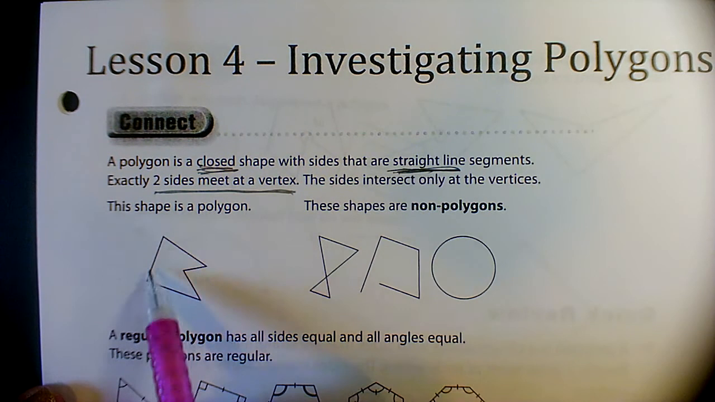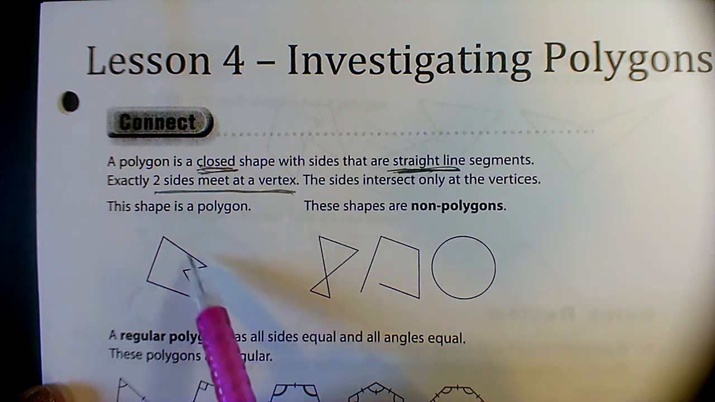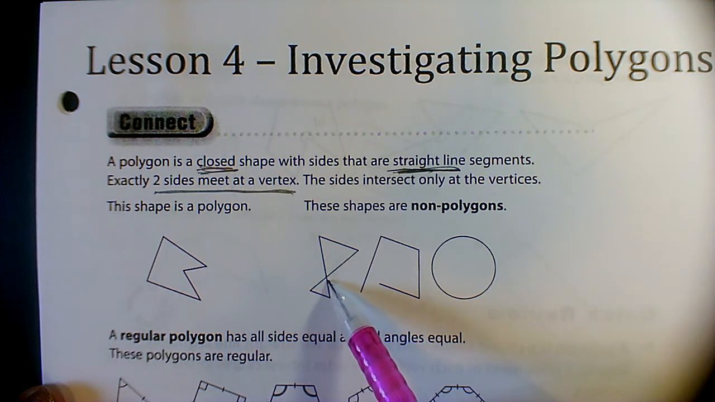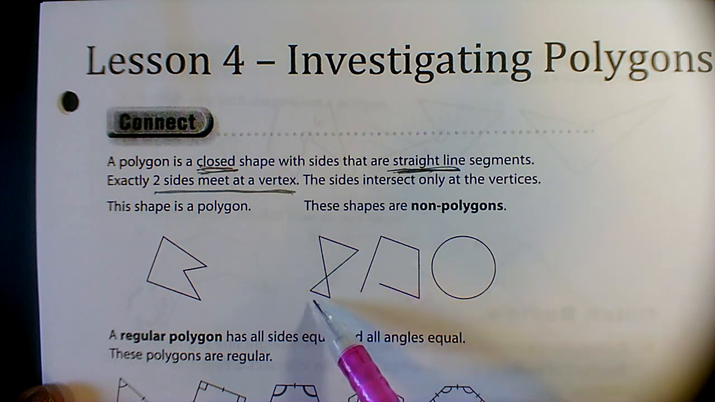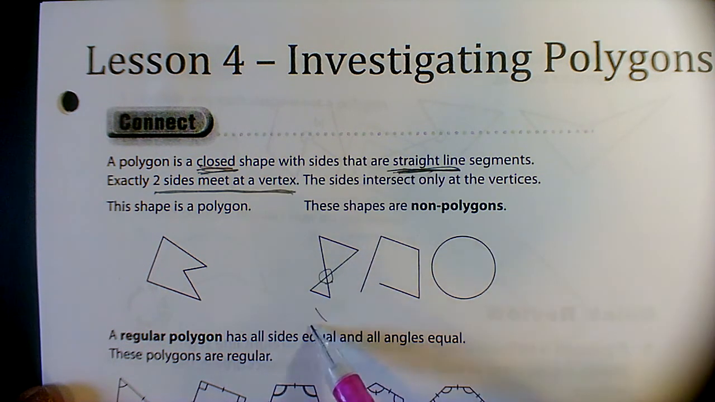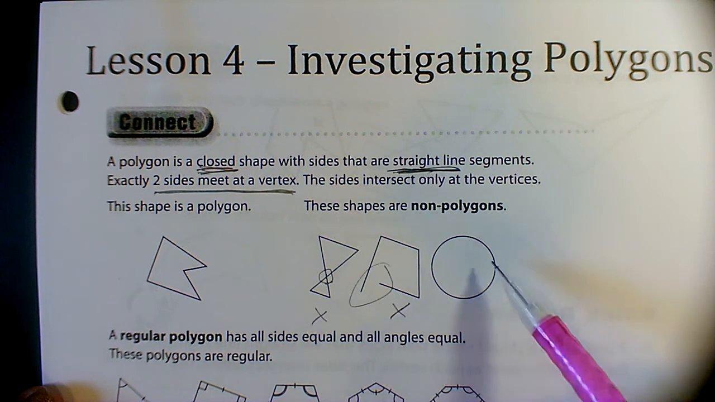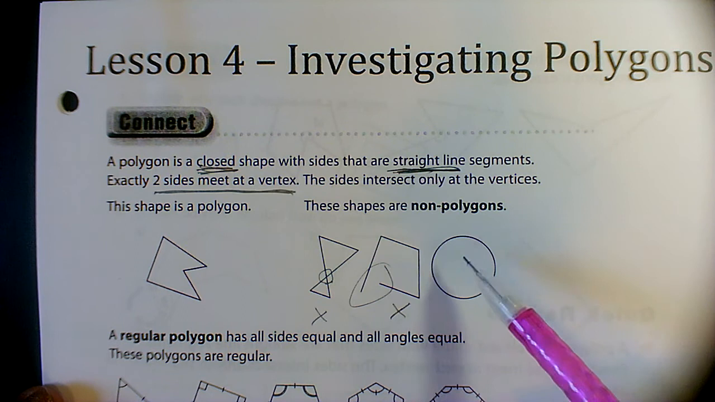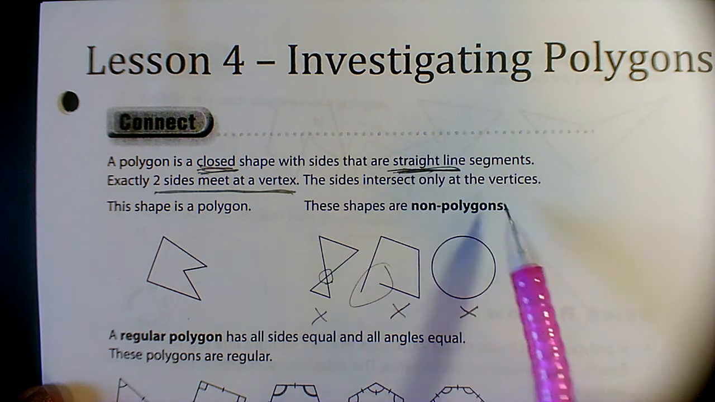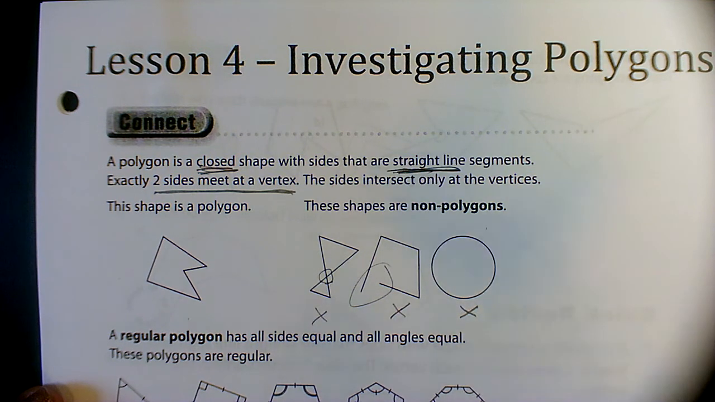So you can see here, it's a closed figure, it closes up, all the sides are lines, and there's no overlapping right here. This one looks like it's a closed figure, it's all straight lines, but it overlaps right here. So that's why it's not a polygon. This one has an opening right there, not a polygon. And again, this one is a closed figure, but it is not made up of straight lines. So that's why this shape is a polygon and these shapes are not.